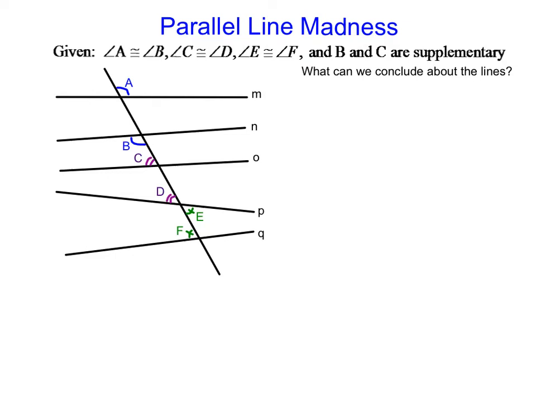Hello there. We got a whole bunch of lines in front of us, and they're all jig-jagging all over the place. But we know various things about the angles, so let's see what we can conclude. Let's start with a two-column proof.